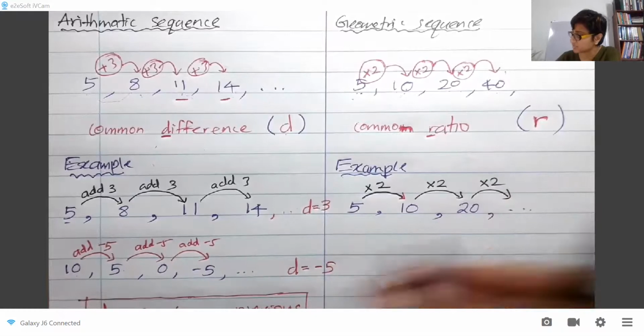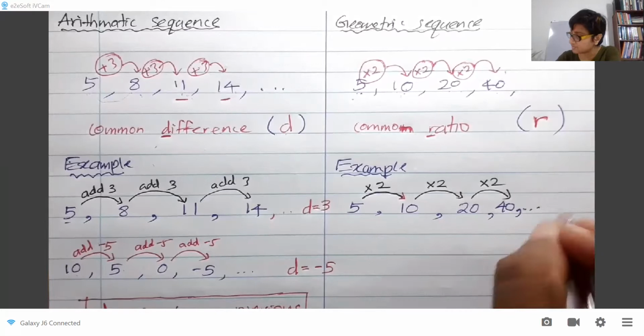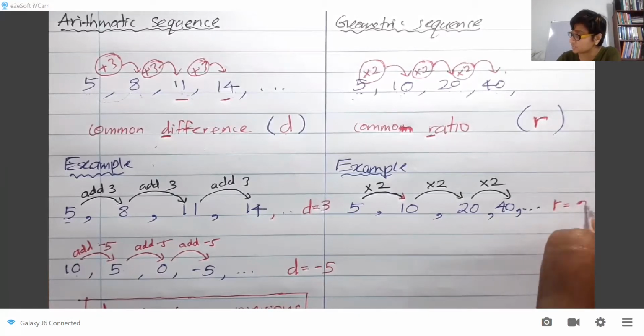Let's show another one. Multiply by 2 and 40. So that means comma dot dot dot. It's going on forever. It's an infinite sequence. What I have written here, or for this geometric sequence, R is 2.